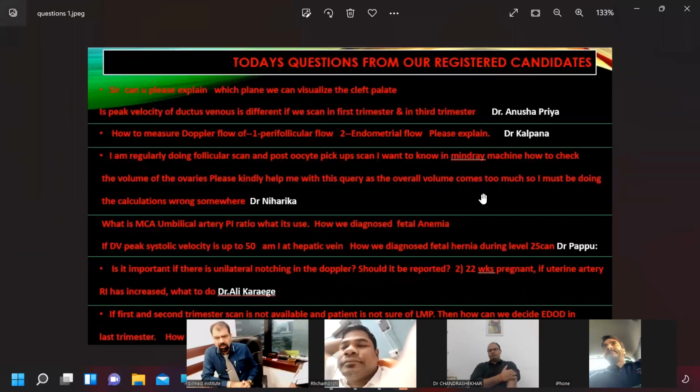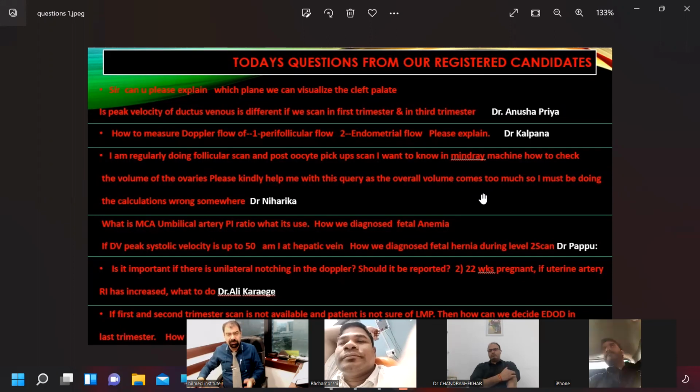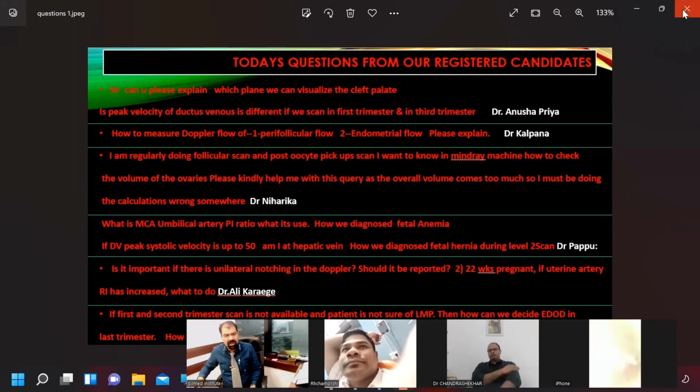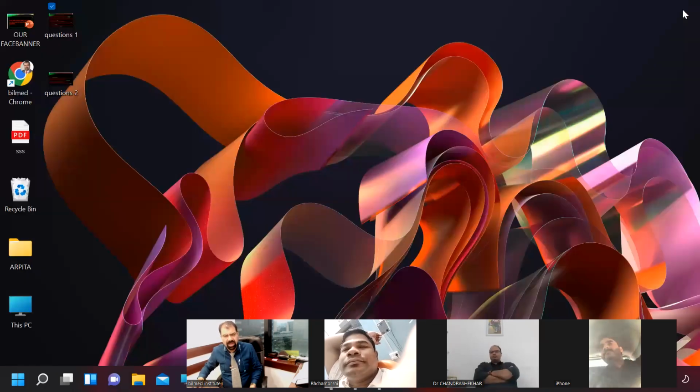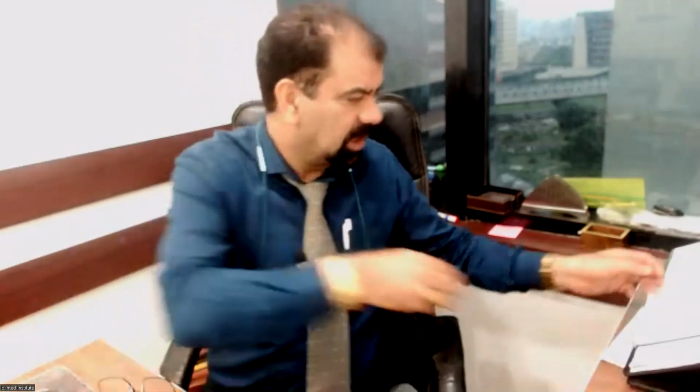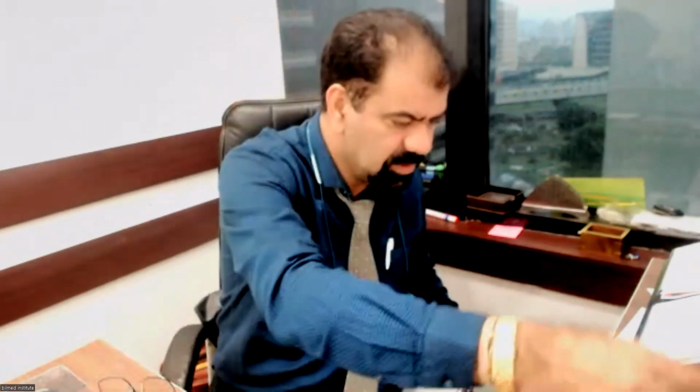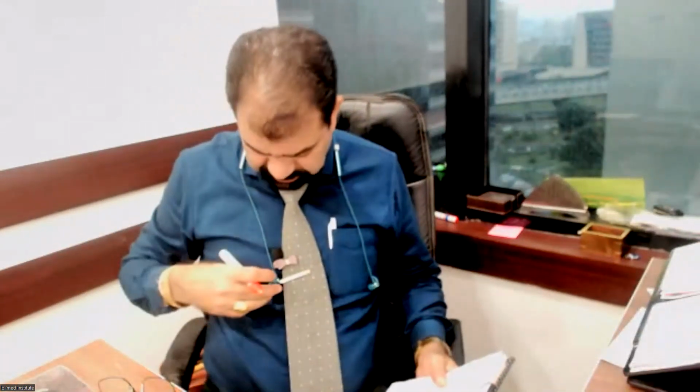Now, the question from Dr. Kalpana is how to measure the Doppler flow. Like we are measuring any flow, what is wrong with this perifollicular or endometrial flow? We are measuring the flows of this follicular flow or any flow. Why are you confusing? There is one more question which is also related to this. That is why I am taking this.